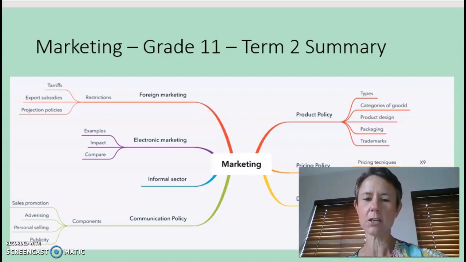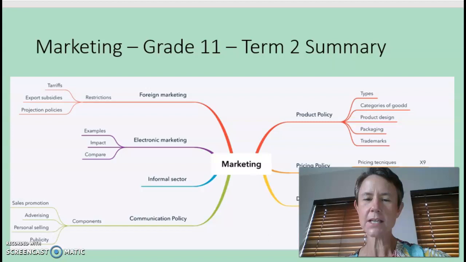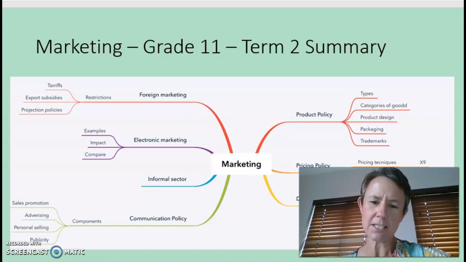We're going to be looking at the topic of marketing, which falls under business operations, and this will be examined in paper 1. So remember, from 2020, you're writing 2 papers, so marketing falls under paper 1. So what are you going to be asked in terms of marketing?